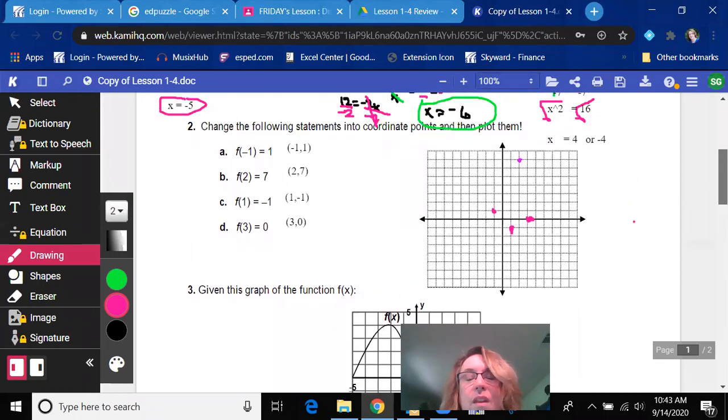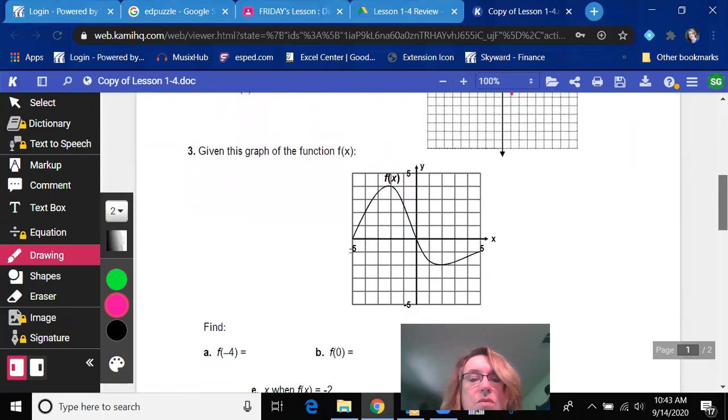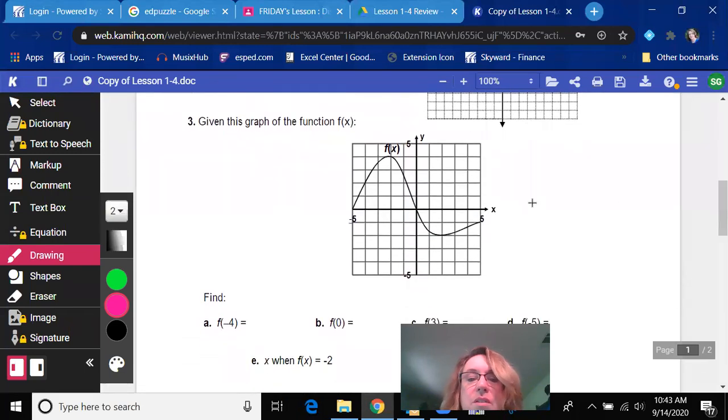Okay. So this is taking something that's written in function notation and changing it to an ordered pair, also called a coordinate point. And then we took the point and went to the graph and found the point on the graph. So that's something you can do. Now this one's a little bit different than we've had before.